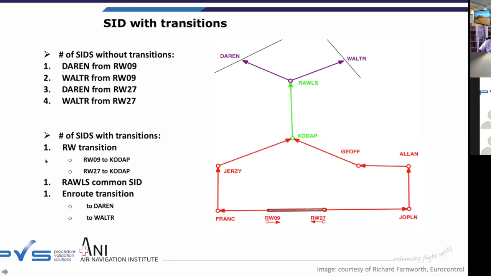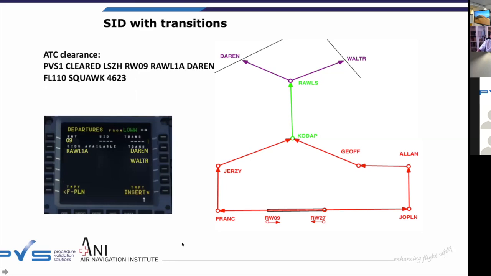So with transitions, you would have 2 runway transitions, one from 09 to CODA and one from 27 to CODA. Then you have a common SID, and then you have the en route transitions from RALS to either Walter or Darren. How would this look like in an FMS? And how would this be clear to an aircrew? So if you look at the screenshot to the left, you can see how you would work the FMS to get this in. You get a clearance.